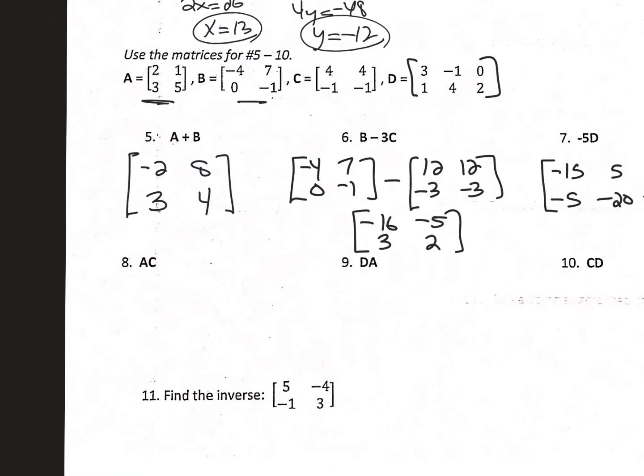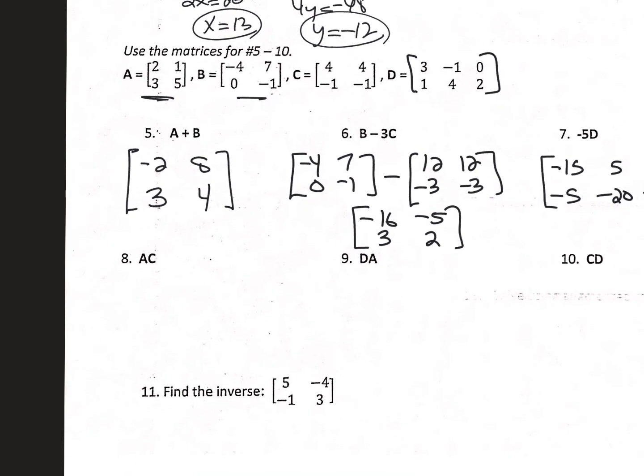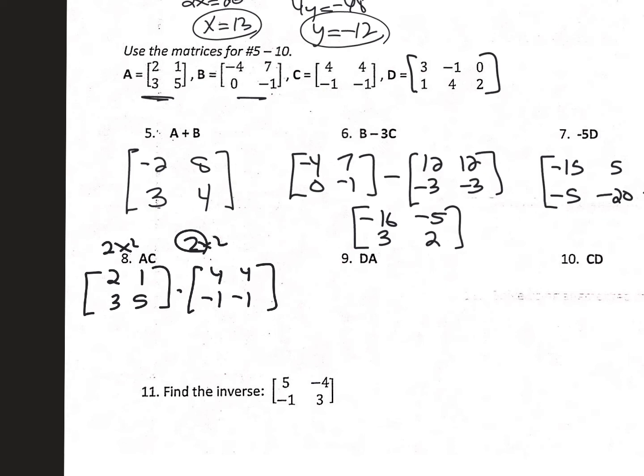Number 8 says A times C. Matrix A is 2, 1, 3, 5. Matrix C is 4, 4, -1, -1. Now, first of all, they're both 2 by 2s, which means I can do it, and my answer is going to be a 2 by 2. So I'm going to draw those blanks like we did this week of a 2 by 2. And again, I'm about to go across, down, across, down, 4 times.